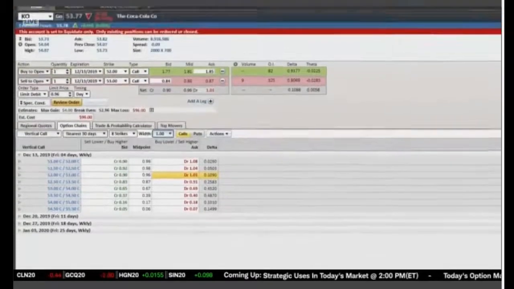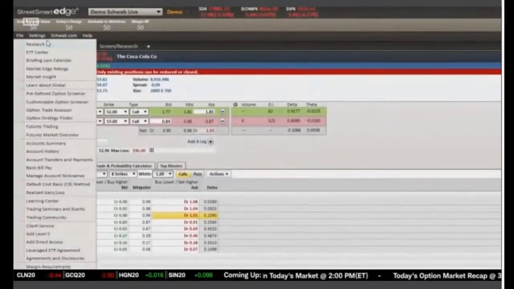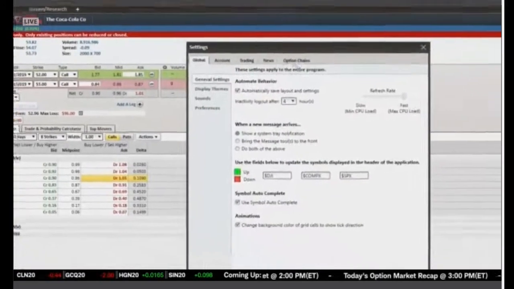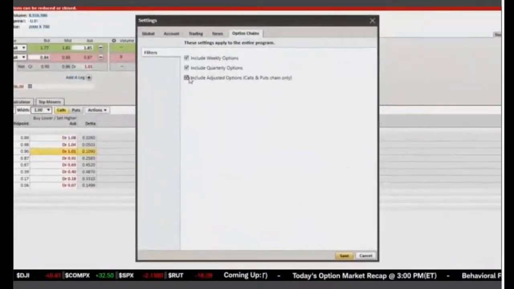To remove adjusted options out of your option chains display, you'll need to uncheck it in the option chain setting. You can filter weekly and quarterly options here as well.